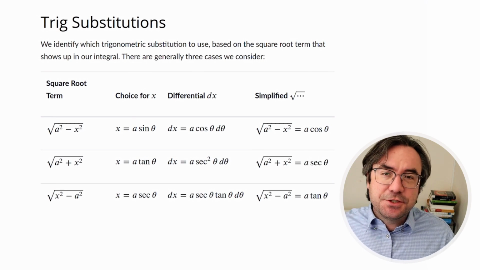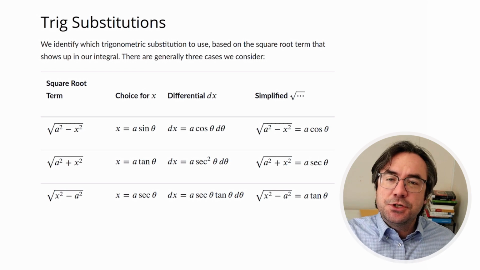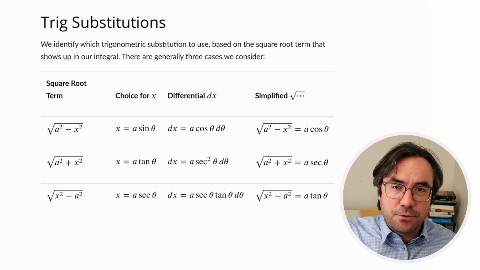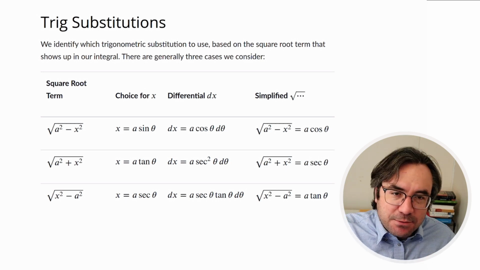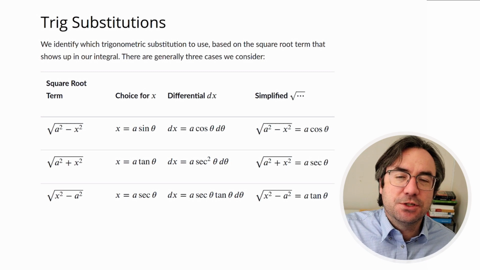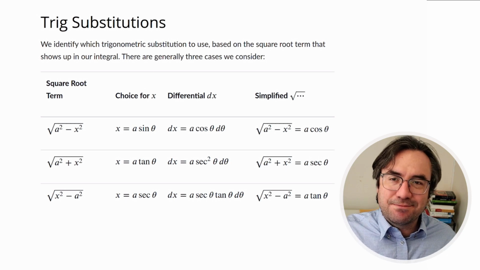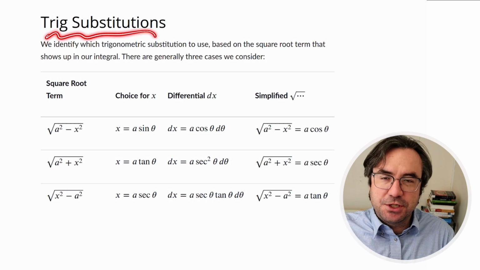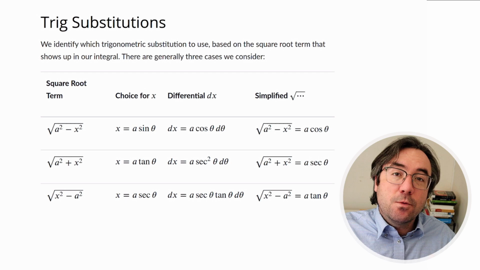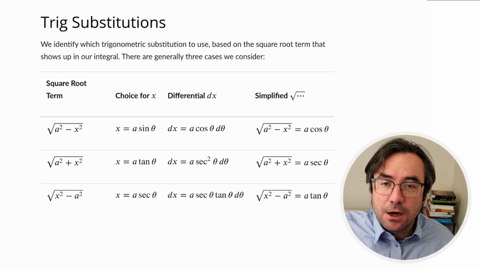The idea behind these trig substitutions is they give us a way to integrate square root functions. Square root functions are notoriously difficult to integrate. Sometimes we can get lucky and just do a plain old substitution, but generally they can be tricky. So trig substitution is one way to help us integrate these square root functions.